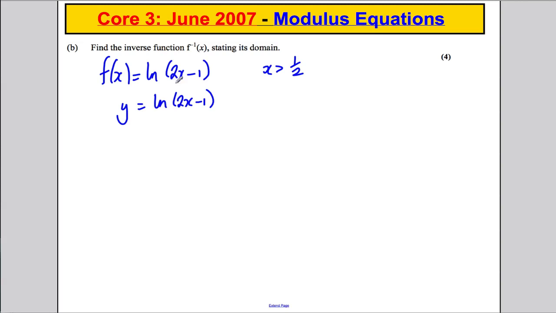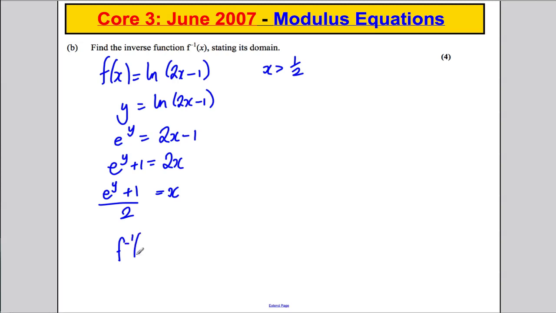Now, you rearrange this to make x the subject of the formula. Take exponentials of both sides, so e to the y must be therefore 2x minus 1. Add 1 to both sides and divide by 2. So firstly add 1 to both sides is 2x, then divide by 2, x would be e to the y plus 1 all over 2. Therefore f to the minus 1 of x would therefore be equal to e to the x plus 1 divided by 2, which is a half e to the x plus a half.